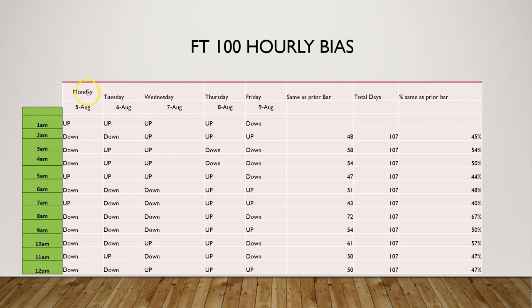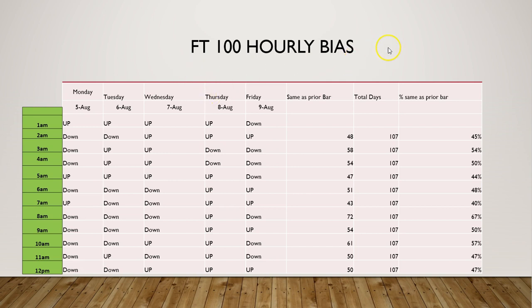Once again, this is every day of the week. At this point I'm on day 107, which means I've gone back 107 days tracking this every single trading day. I looked at whether the 1 a.m. bar for that particular day was up or down. In this case, 1 a.m. was up, meaning it was green. 2 o'clock was down, 3 o'clock was down, 4 o'clock was down, 5, and so forth. And I did that for the last 107 days.